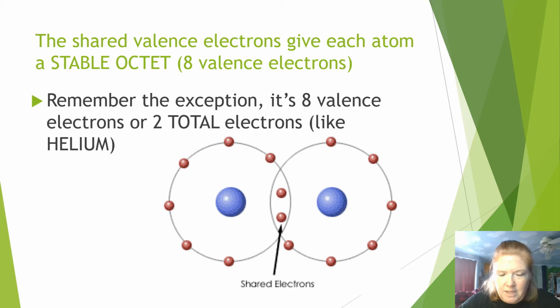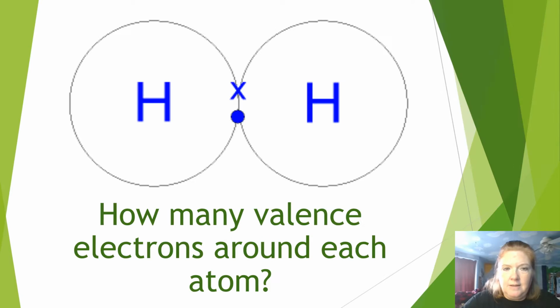So you can see right here, this is the nucleus. And if I count valence electrons, 1, 2, 3, 4, 5, 6, these two are shared in the center, so they count for this atom. So 1, 2, 3, 4, 5, 6, 7, 8. This atom also has 1, 2, 3, 4, 5, 6, and sharing these two, so 7, 8. So each ends up with 8 valence electrons.